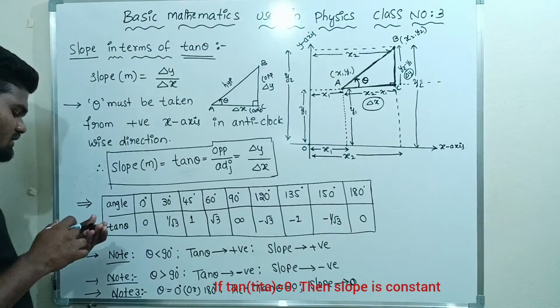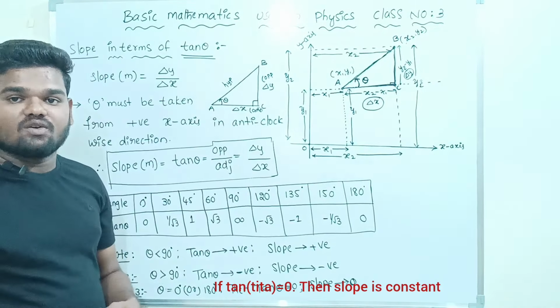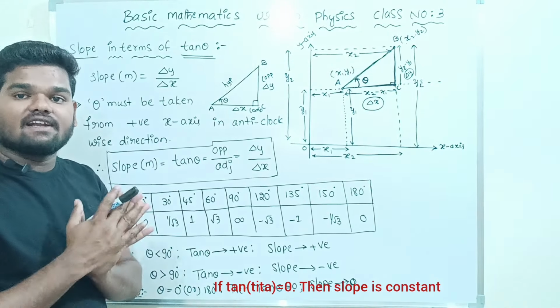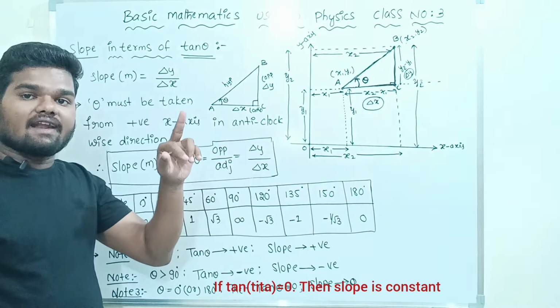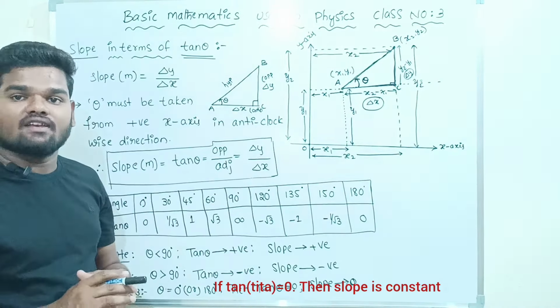Okay. So now you get the clarity where the slope is negative, where the slope is positive, and where the slope is 0. And how to consider the theta? From positive x-axis, we have to take an angle theta in anti-clockwise direction. Is it clear?